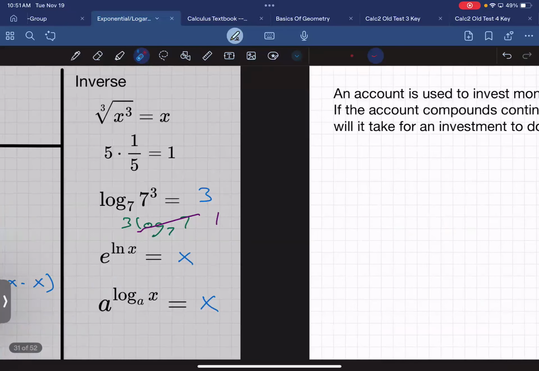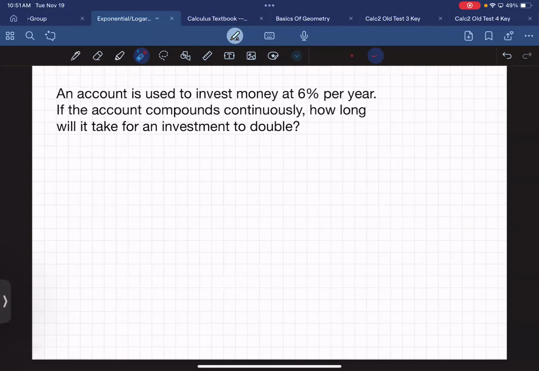Now, this is going to help us out a lot. Okay, so here's one example where we can use it to our advantage. All right, so let's go back to our compound interest problems. This one, I said we're going to have an account that's used to invest money at 6% per year. Okay. I'm curious though, if it compounds continuously, how long does it take an investment to double?